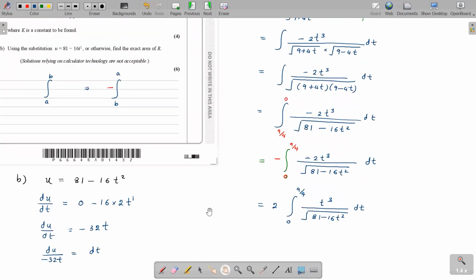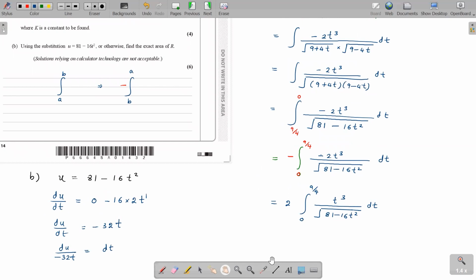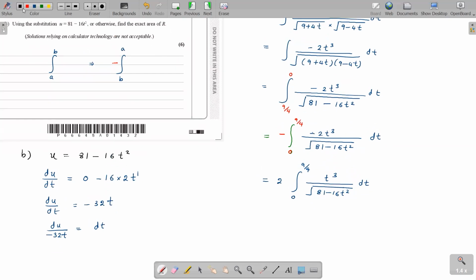Before substituting, since we are going to convert the entire sum into u, we need to change the t limits into u limits. So our t limits are from 0 to 9/4. Can you all convert this to the respective u limits? So 81 minus 16 into 0 square. What does it give me for u? When t is 0, 81 minus 16 times 0 gives me 81. I didn't even write it because it's clearly seen here. And the other one, 9/4.